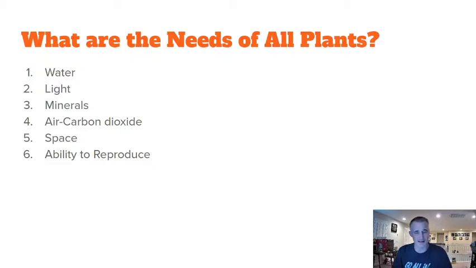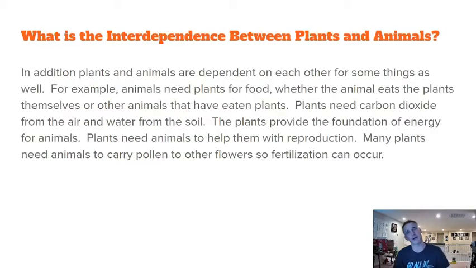Now, a lot of plants, like flowering plants, actually need the assistance of certain animals, pollinators like bees and hummingbirds, to help them reproduce, to help them carry pollen. Which brings us to the next concept, the interdependence between plants and animals.